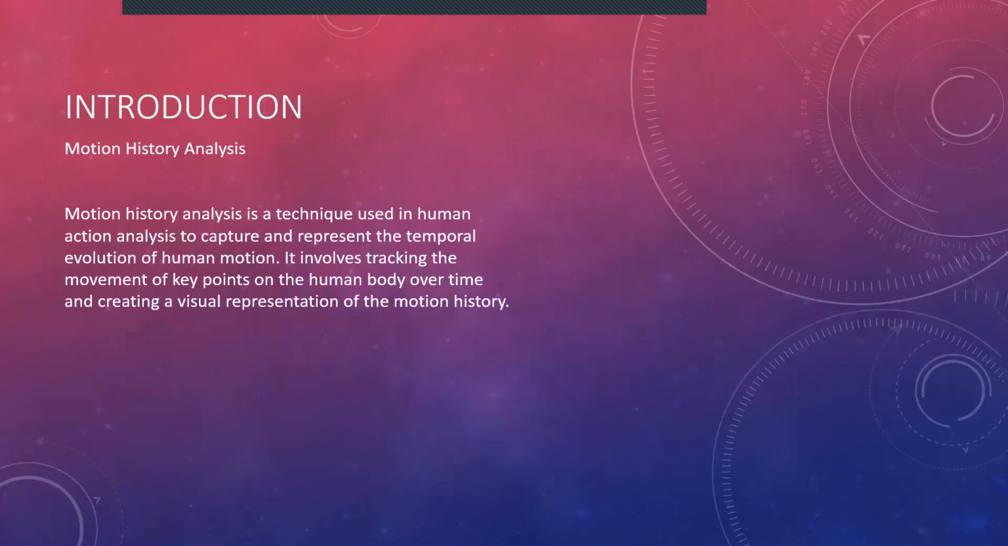Motion history analysis. Motion history analysis is a technique used in human action analysis to capture and represent the temporal evolution of human motion. It involves tracking the movement of key points on the human body over time and creating a visual representation of the motion history.